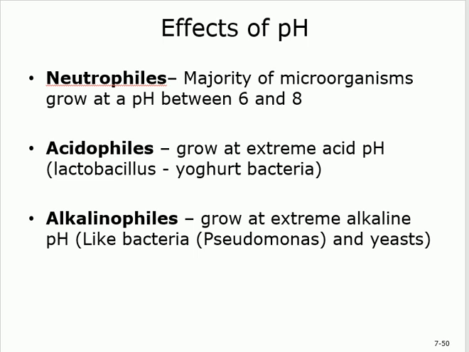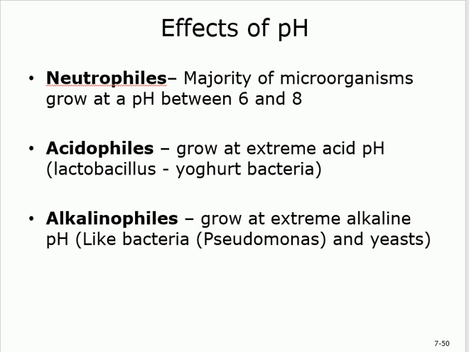How about the pH? Same thing. Neutral, acido, and alkalinophils. They love the neutral, they love the acidic, they love the alkaline. Neutrophils, this is the majority. They love the optimal or neutral, which is somewhere around 7, right? Isn't 7 neutral? 7 plus or minus 1, not exactly 7. Okay? This is their optimum.